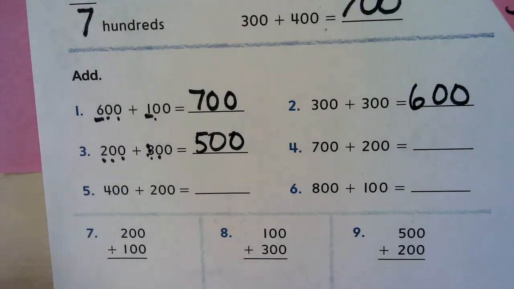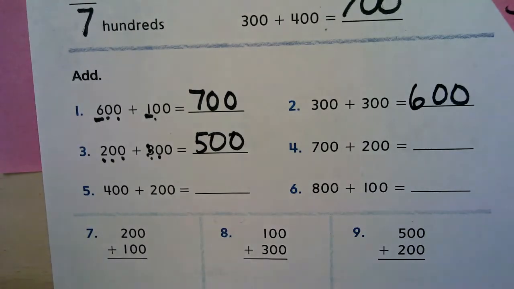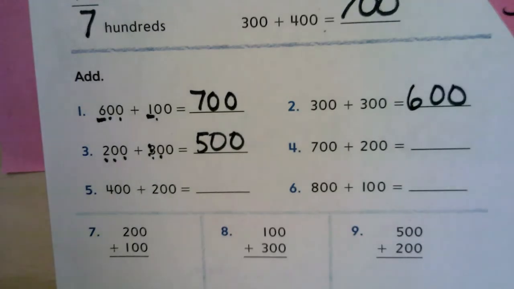Would you go ahead and try solving number 4 on your own? I'm going to give you just a second to try that one out and see if you can solve it. You can do it either of those ways. Sometimes I like to draw a picture. Sometimes I like to go ahead and just start with my ones place and add them, then my tens place, and then my hundreds place.